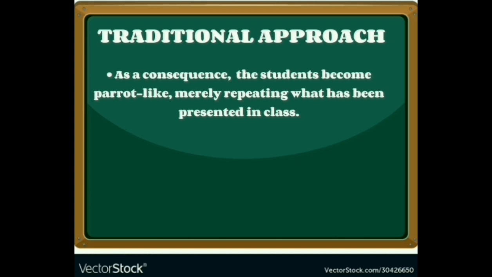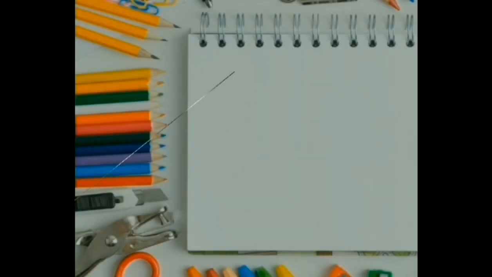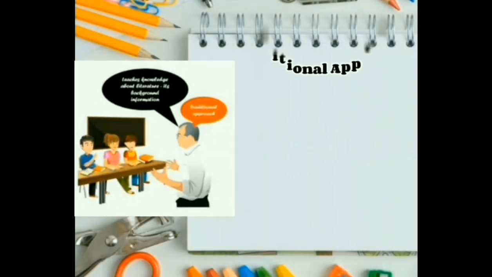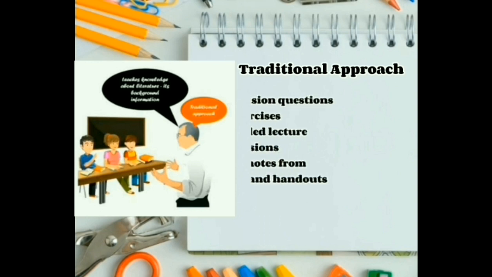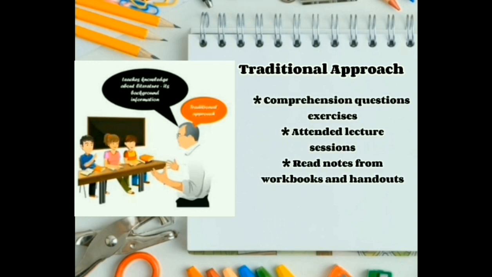Generally speaking, this approach does not consider the learner too much. Learners thus read a large number of literary works, but whether or not their capabilities of assimilating, appreciating, and analyzing are developed and nurtured is questionable. Students are given activities like comprehension question exercises, attended lecture sessions, and read notes from workbooks and handouts. Through these, students get information about the literary text.